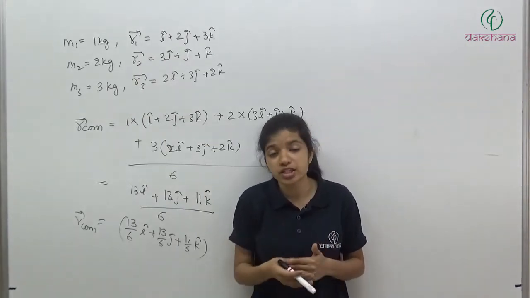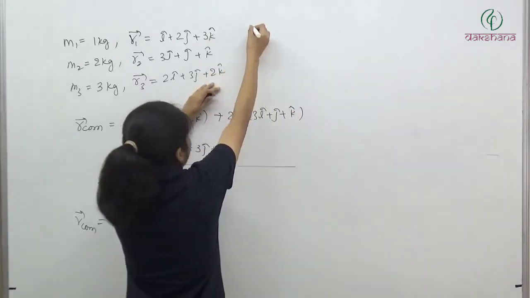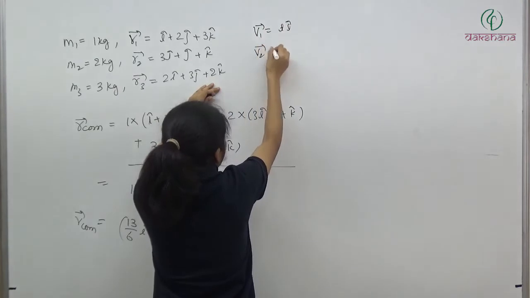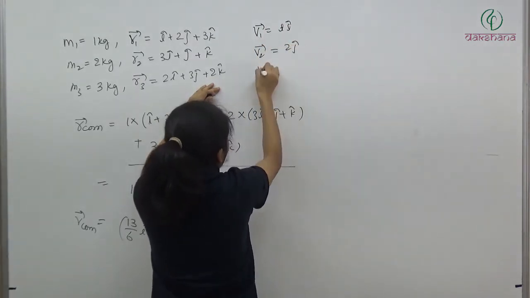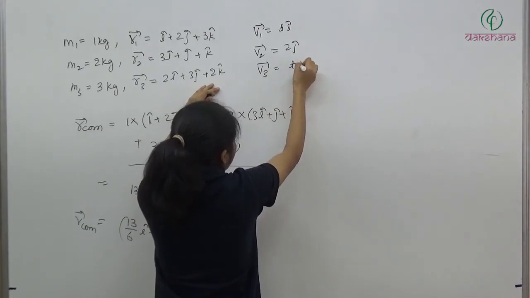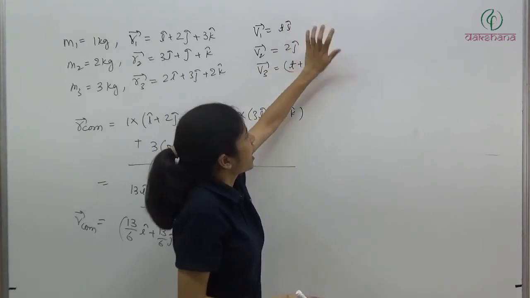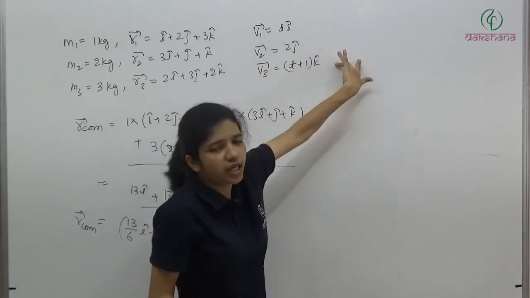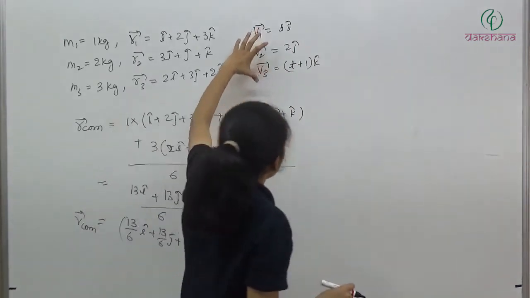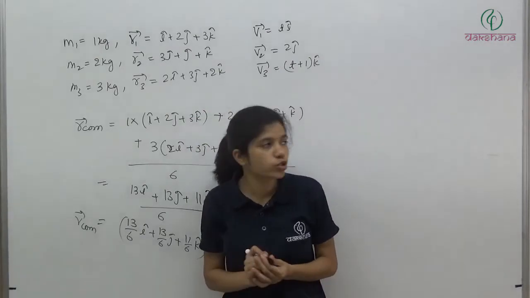They can give velocity as a function of time, right? Suppose they gave that the velocity for this particle is t i cap, velocity for this particle is 2 j cap, and velocity of this particle is, let's say, t plus 1 k cap. Now they can have here i cap plus j cap plus k cap for each. I am just taking a simple example. So now here we'll get a variable velocity of center of mass.